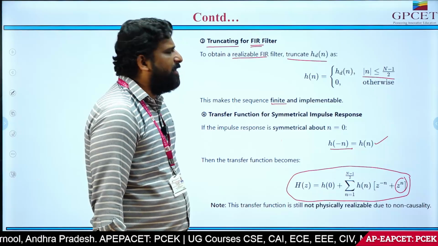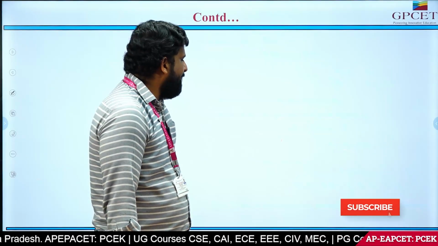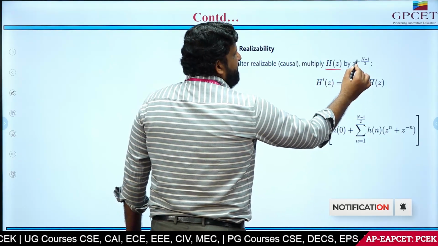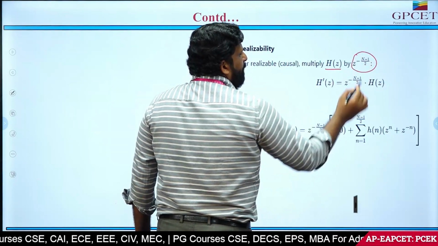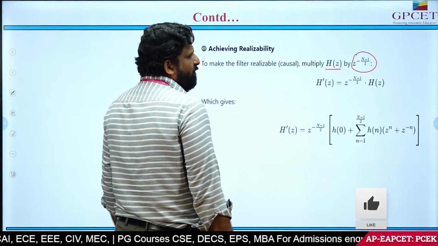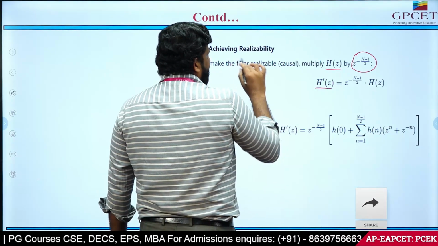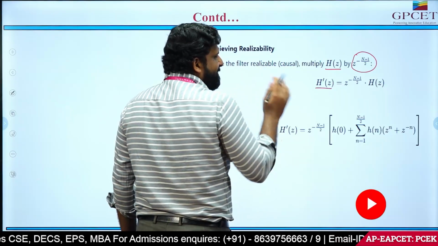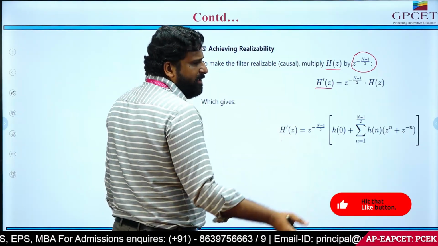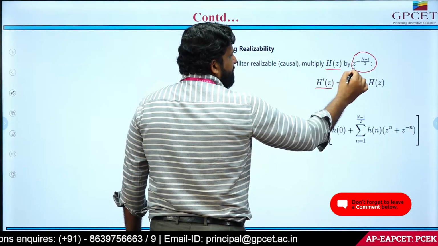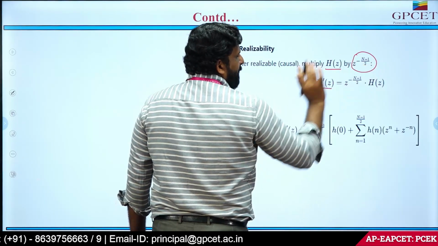So for this, what we are going to do is multiply this h of z with z to the power of minus n minus 1 by 2. That means I am writing it as h inverse of z. To make the filter realizable, that is, to go from non-causality to causality, I need to multiply this h of z with z power minus of n minus 1 by 2.